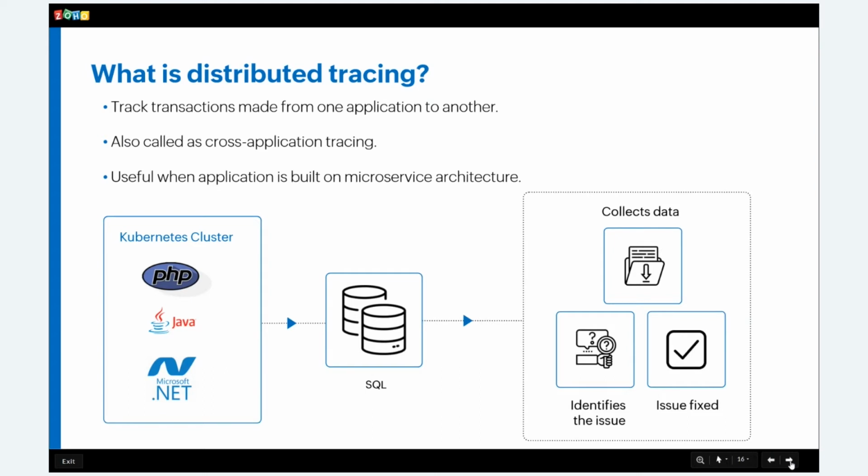Let's take an example where an application is hosted on one IP, it is connected to a different application on a different IP, and that is connected to a database. So you aren't exactly sure where the problem is. You don't need to go to each and every server to check what is wrong with this application or this database. That is eliminated because of distributed tracing monitoring in Applications Manager. It is also called cross application tracing, and it is very useful when an application is built on microservice architecture.